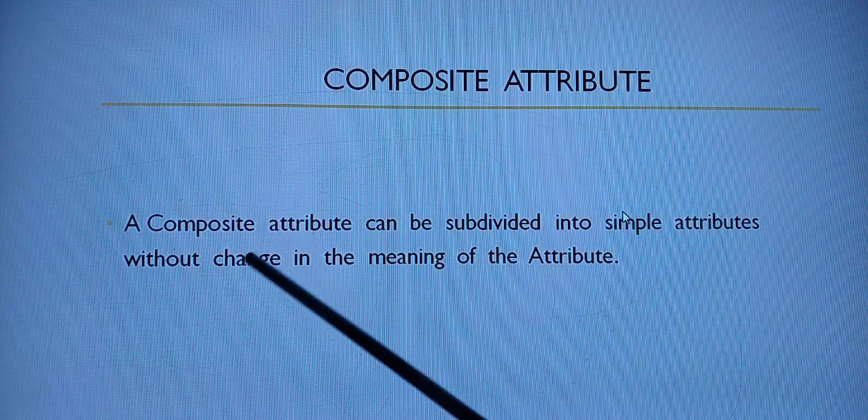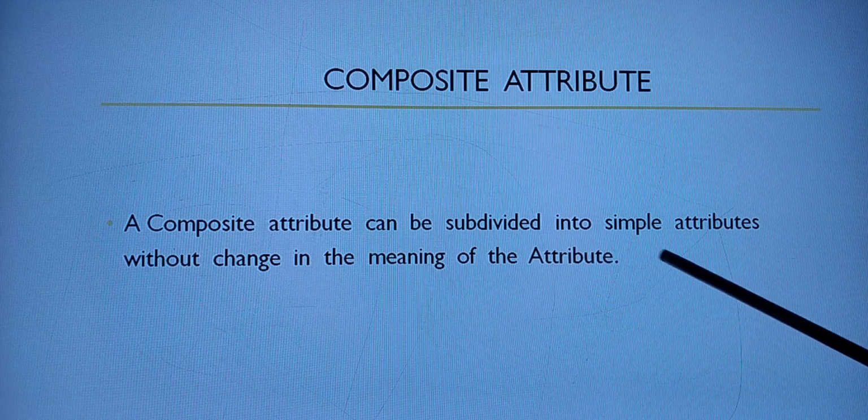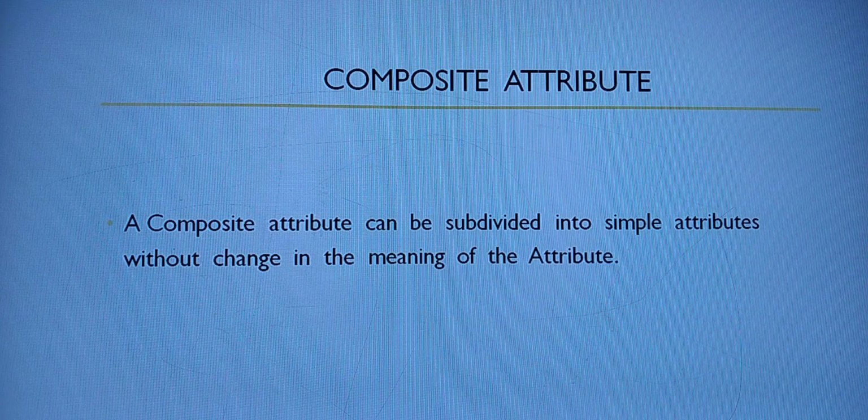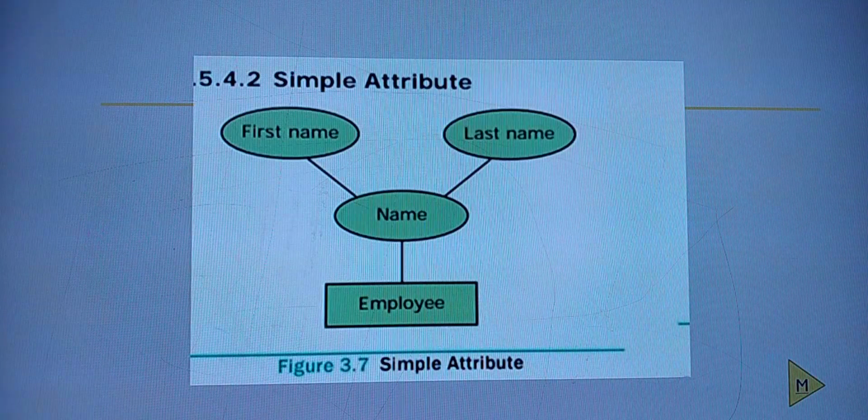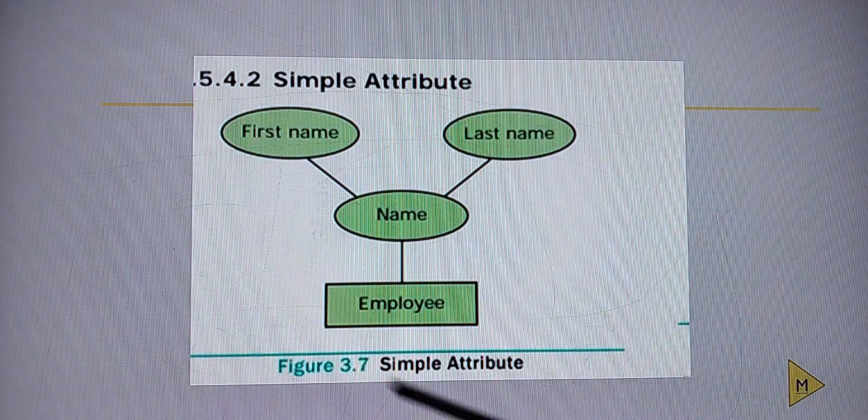Yes, a composite attribute can be subdivided into simple attributes without changing the meaning. That is the most important point: without changing the meaning, the composite can be split into simple attributes. Go with this example.